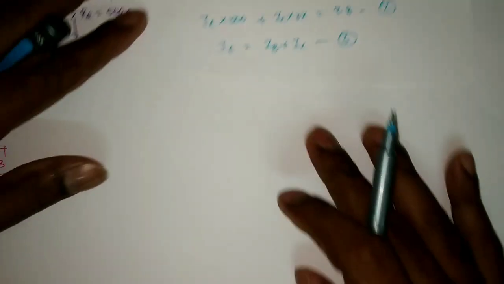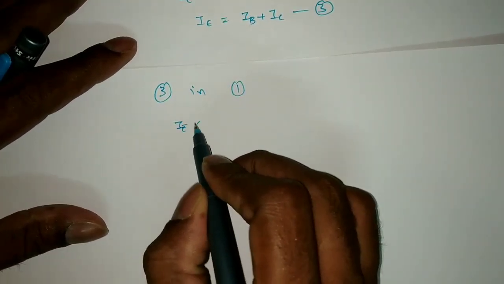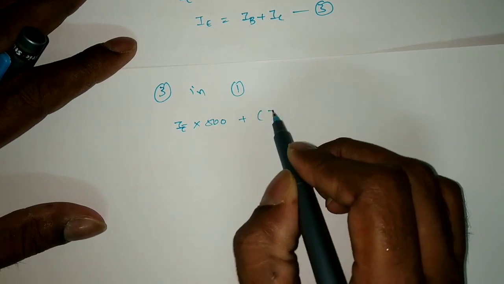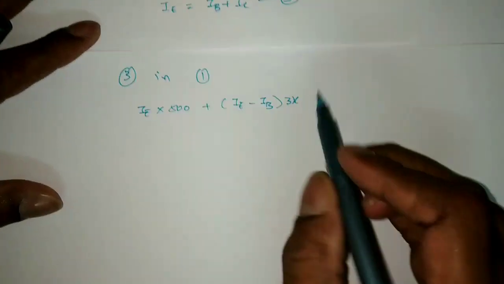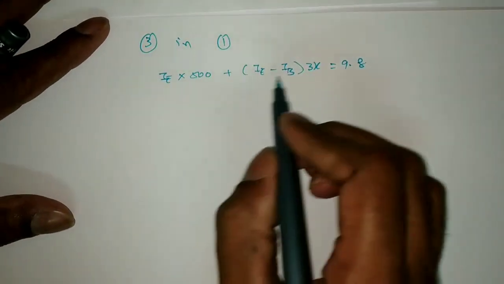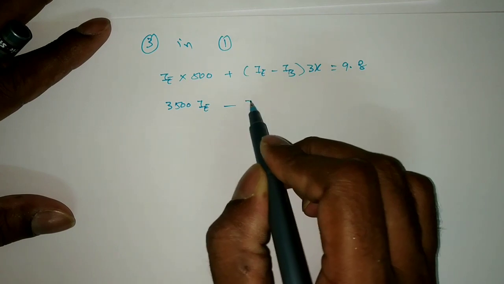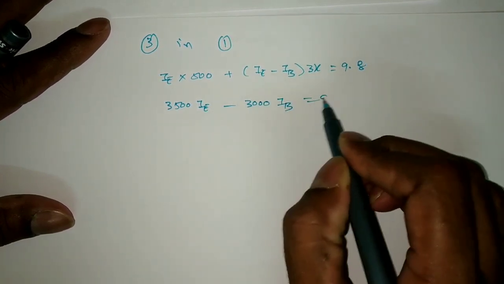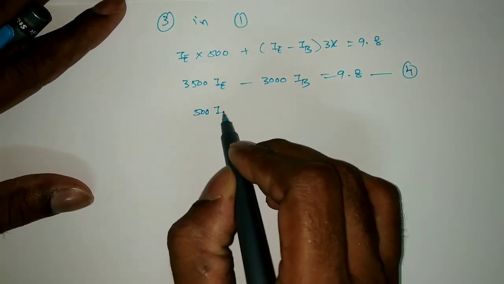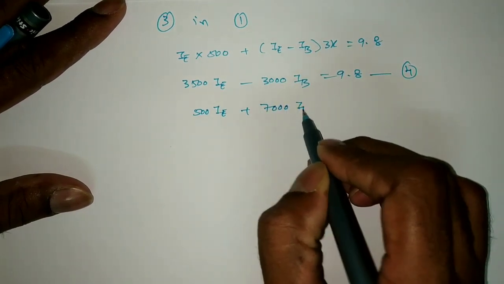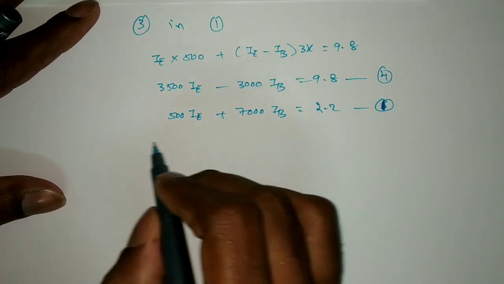So in equation 2, IE into 500 plus IE minus IB into 3 kilo, where I am substituting IC, is equal to 9.8. So 3000 and this is 500, so 3500 IE minus 3000 IB is equal to 9.8. This is equation 4. And equation 1 is 500 IE plus 7000 IB is equal to 2.2. So we have to solve these two.